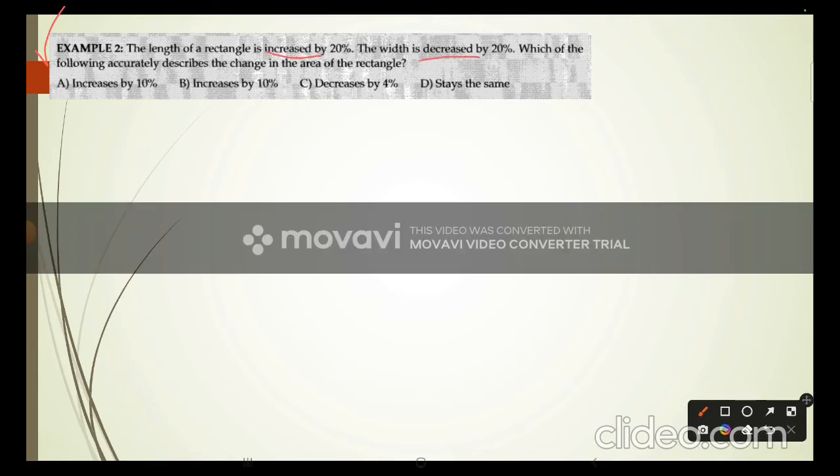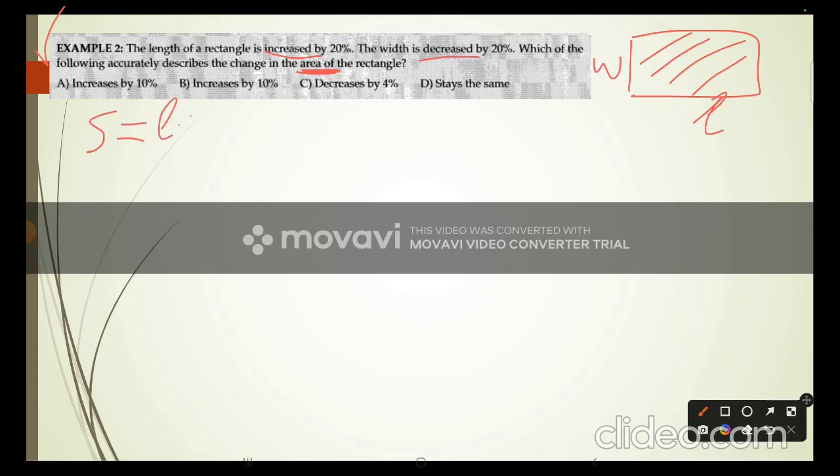The length of a rectangle is increased by 20%. The width is decreased by 20%. Increase, decrease. Which of the following accurately describes the change in the area of the rectangle? Here we will write the initial area of the rectangle. Some length L and some width W. Area will be L times W.